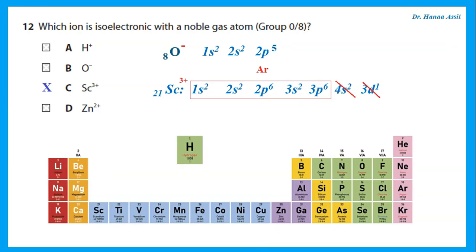What about zinc? Let's check zinc. Zinc is 30. So 1s2, 2s2, 2p6, 3s2, 3p6, 4s2, 3d10. What if I want zinc 2+? Well, zinc 2+ will just remove the 2 electrons in the 4s. I'm still left with a 3d10, which is not an electron configuration of a group 0.